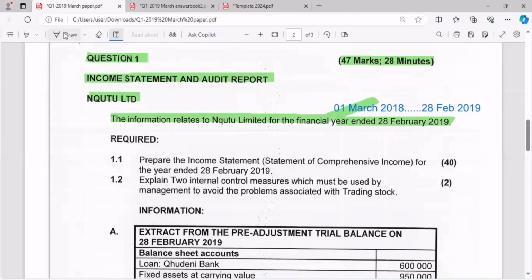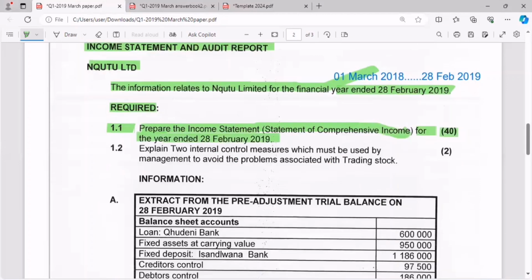Then we have the required section, and under required we have 1.1 and 1.2. In 1.1, we are required to prepare the statement of comprehensive income. So this is the income statement, for the year ended 28 February 2019, and guys, this is out of 40 marks. So we're gonna prepare the income statement.